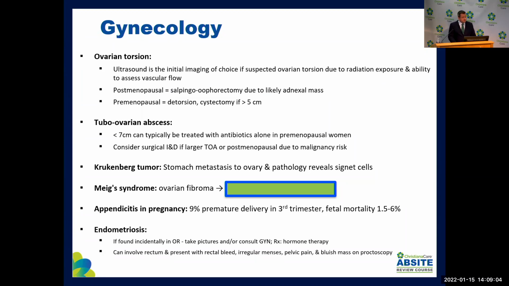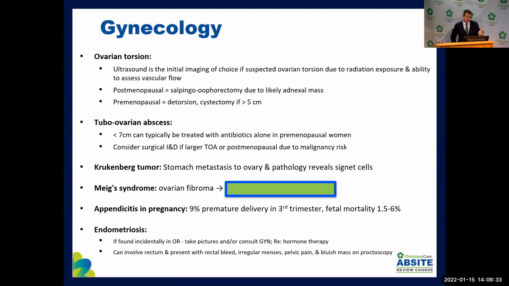If they're premenopausal, do not take out the ovary. It's a trick. Don't even think about it. Just cross it out, right? They do not want you taking out any premenopausal ovaries, right? So detorse it. Cystectomy, if it's greater than 5 centimeters, because it's cysts greater than 5 centimeters that have the higher incidence of causing that torsion, in consideration of pexy, but do not take out a young girl's ovary, please.